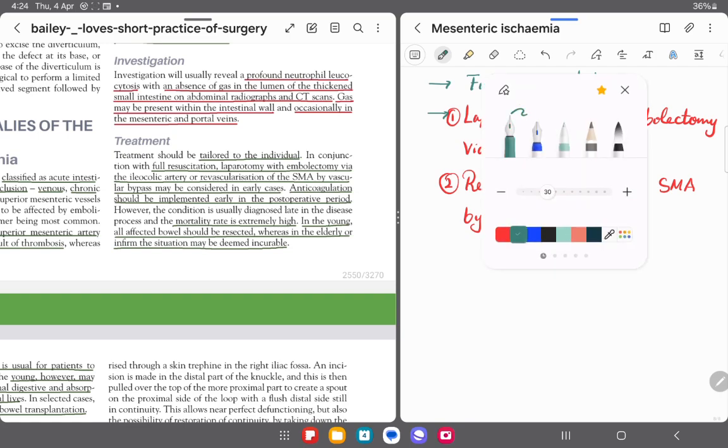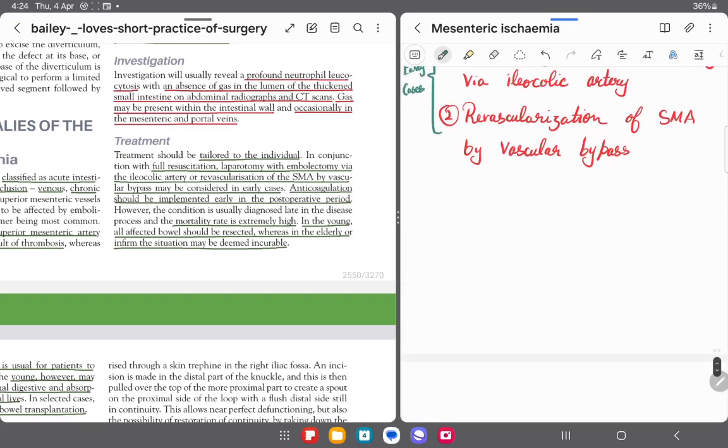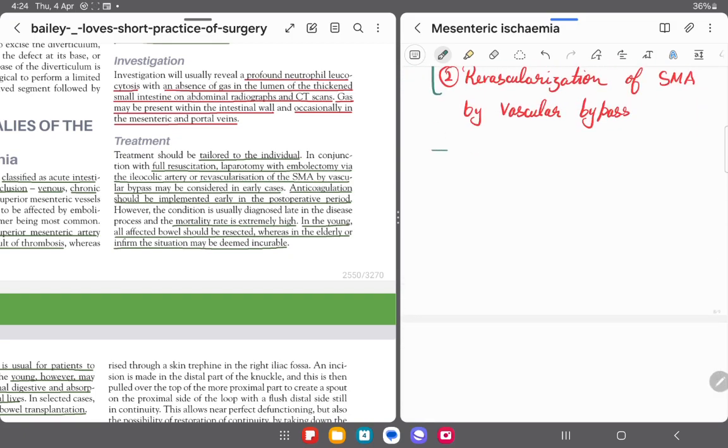And these are the surgeries we can do in early cases. But what happens is that most of the cases present late. Anticoagulation is needed early in the post-operative period.